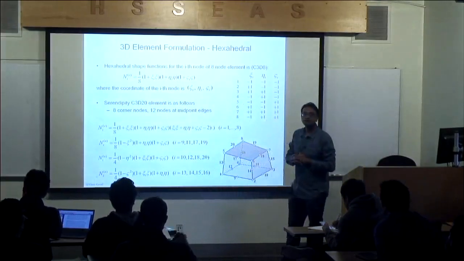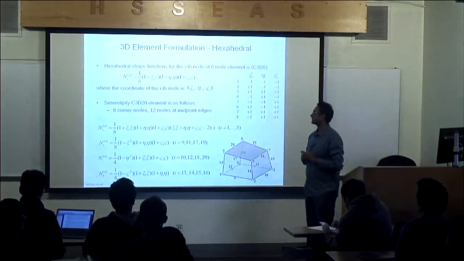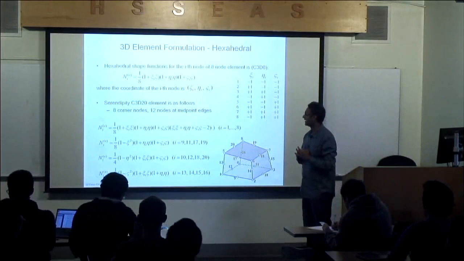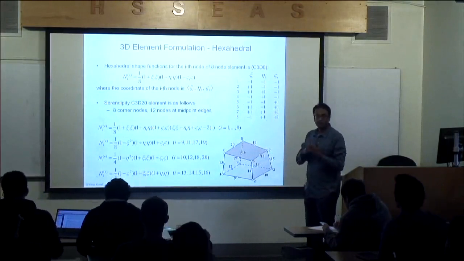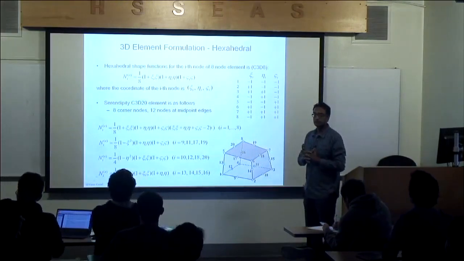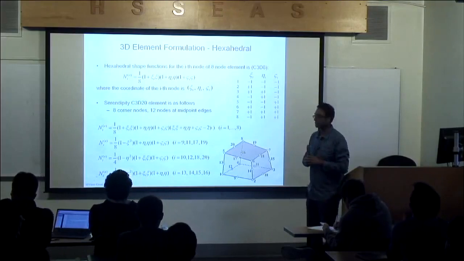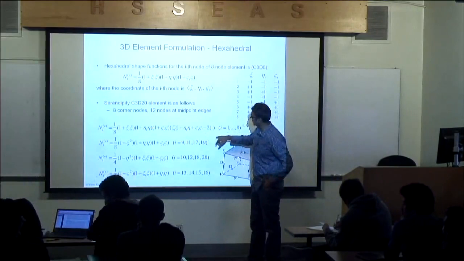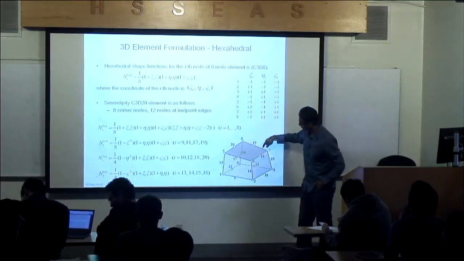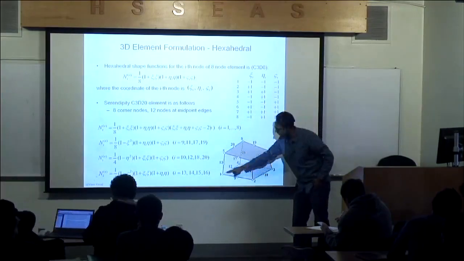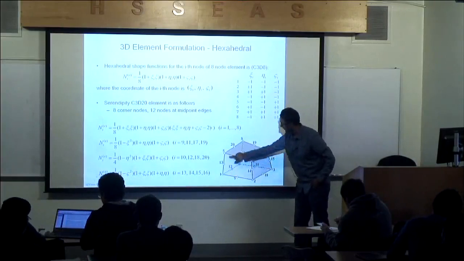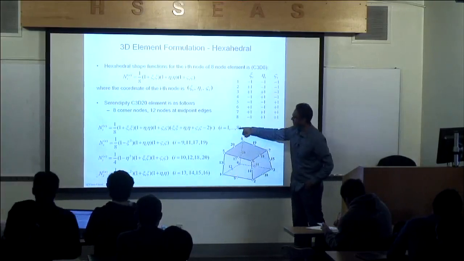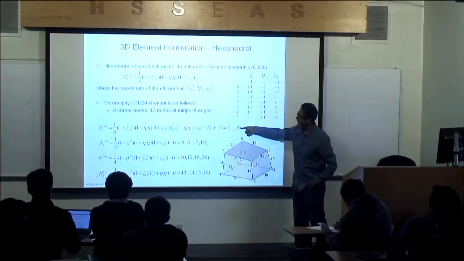Then you have something called the serendipity element, the C3D20 element. Abaqus also gives you that in the theory manual. Perhaps if we have more time, I'll pull it up so you can see. I wrote it in compact form. And the shape functions for the 8 corner nodes are given here. So 1, 2, 3, 4, 5, 6, 7, 8. Those are given by these shape functions.